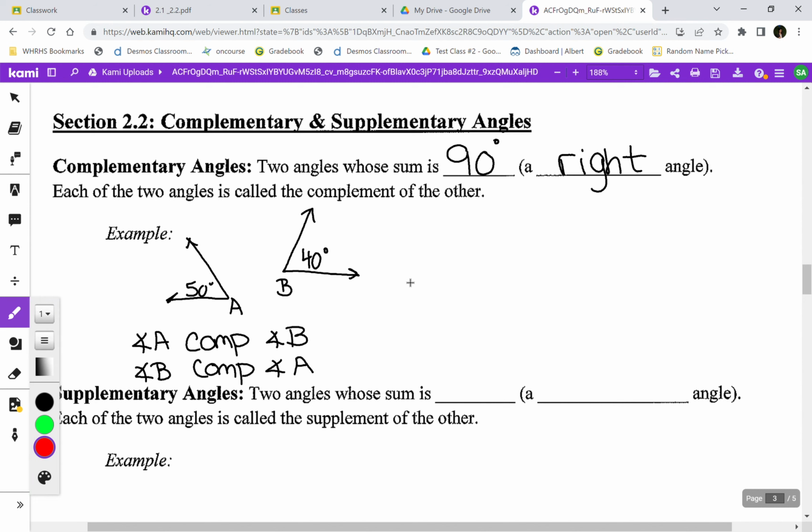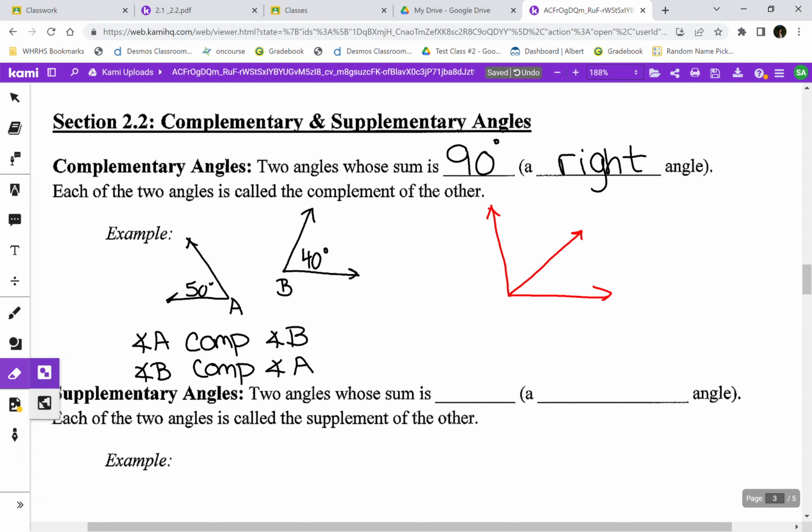Sometimes we won't be giving measurements. So sometimes it will look like this. So I can tell you right now, based on my diagram, I know for a fact angle 1 and angle 2 are complements to each other, or they are complementary angles. How do I know that angle 1 and angle 2 are complementary angles? I'm not assuming this. I know it. Because they're adding to make that right angle.